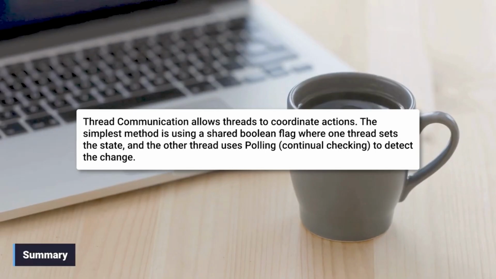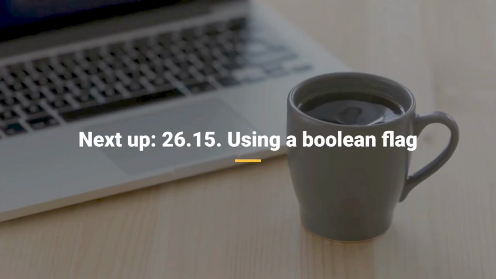To summarize, Boolean flags are easy, but polling is inefficient. Our next lecture, 26.15, Using a Boolean flag. See you there.